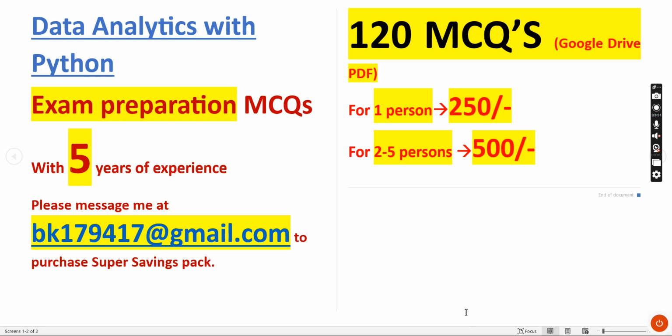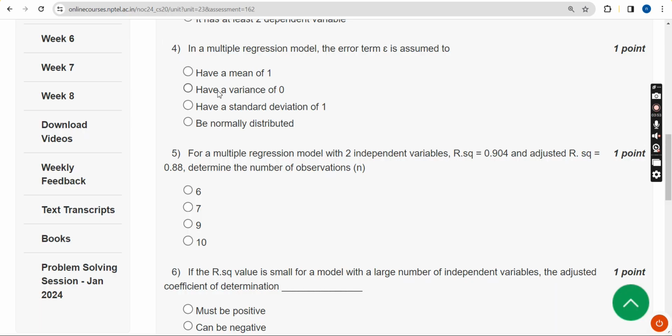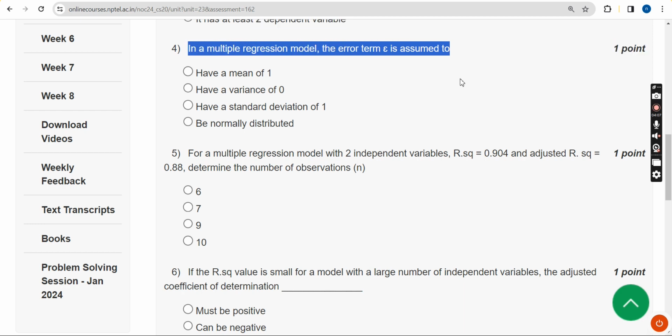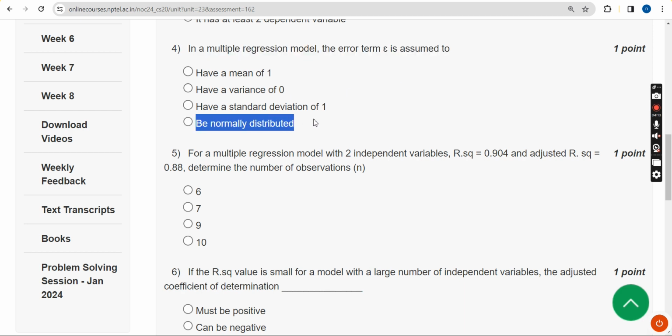Now let's go back to the solutions. So fourth question. In a multiple regression model, the error term epsilon is assumed to what? So in a multiple regression model, it is normally distributed. The error term is normally distributed.